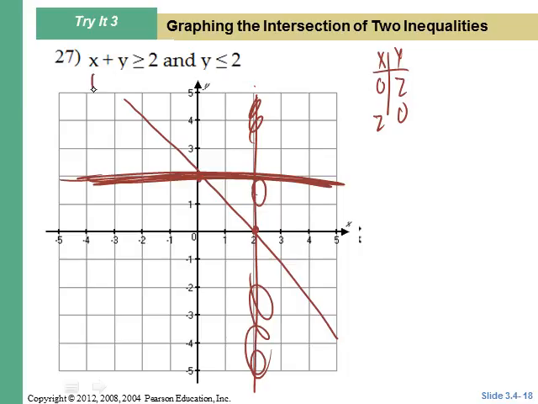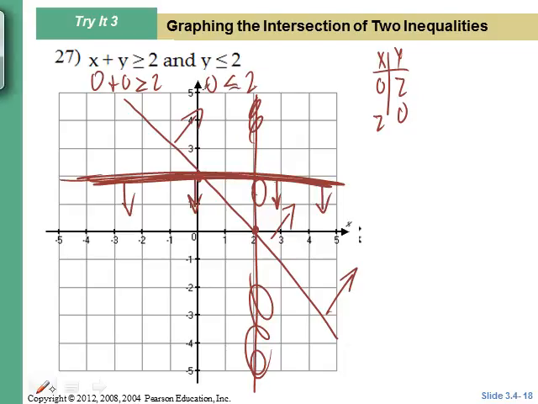Choose the point 0, 0. 0 plus 0, is that greater than 2? No. So we're on the wrong side of this slanty line, so we should be up here. Is 0 less than or equal to 2? Yes. So 0, 0 is on the correct side, so we're below that line. Above that line, below that line, the only place that fits that criteria is over here.